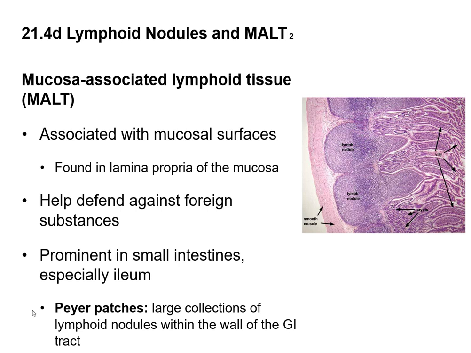lymphatic system lecture. Please reach out if you have any questions. Next, we'll begin talking about our immune system, which again is associated with the lymphatic system, but it's separate, and we'll talk about different types of immunity: innate versus adaptive, specific versus non-specific. We'll talk about those with our immune system.